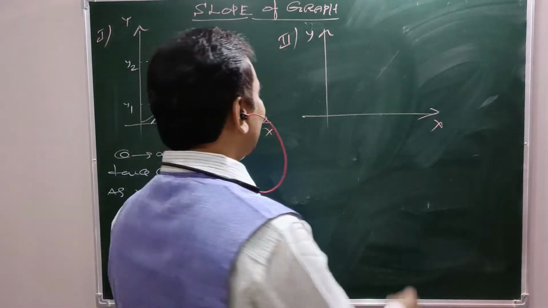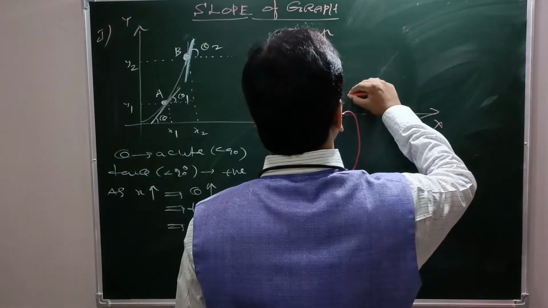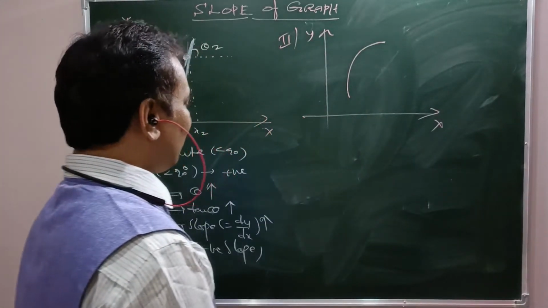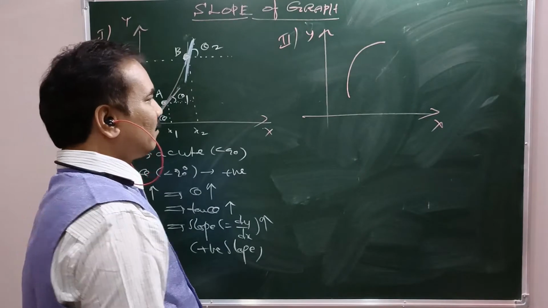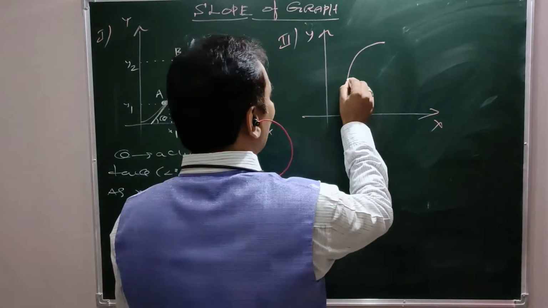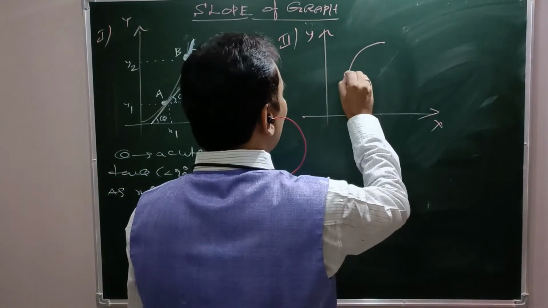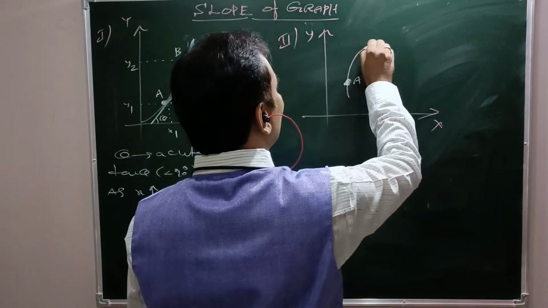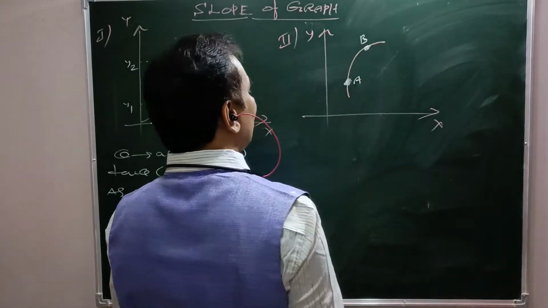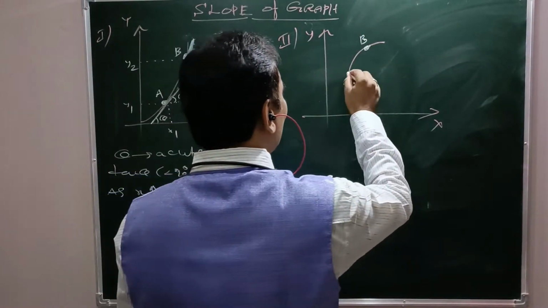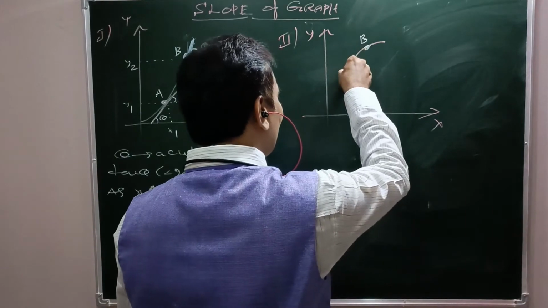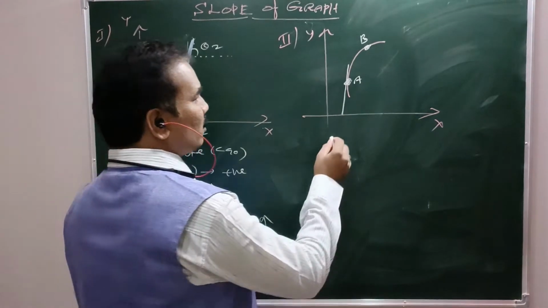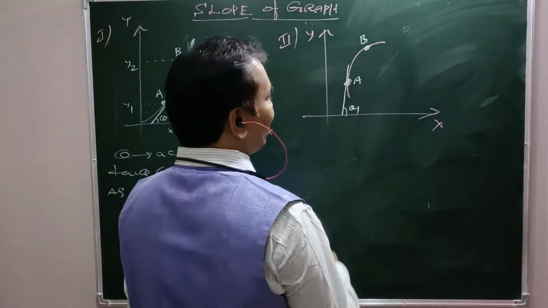Now the variation is like that. Now see, if I take tangents at two points on the curve, this is point A, this is point B. At point A, what is the tangent drawn here? This is the tangent drawn at point A, which makes an angle theta 1 with the x-axis.